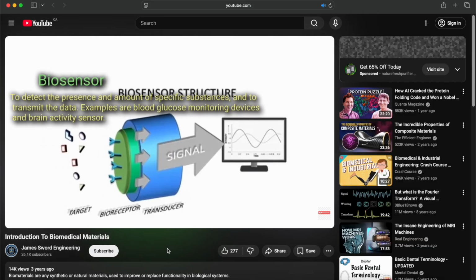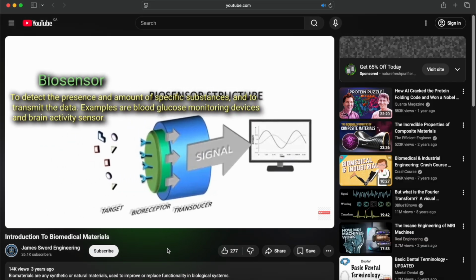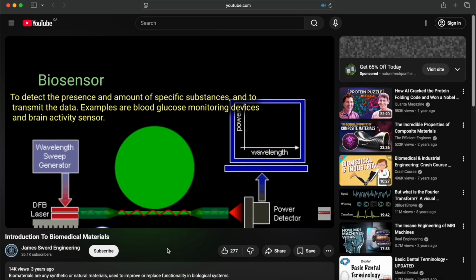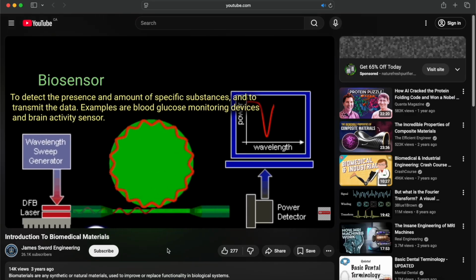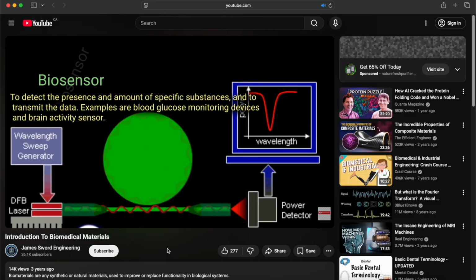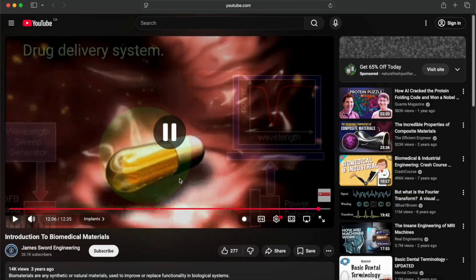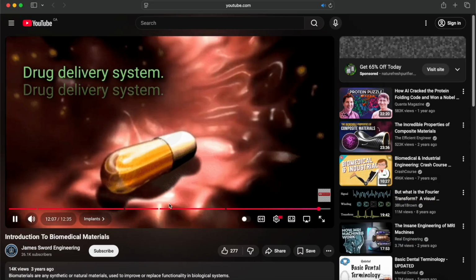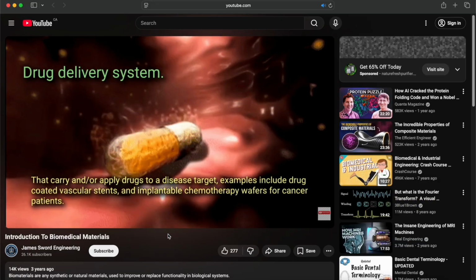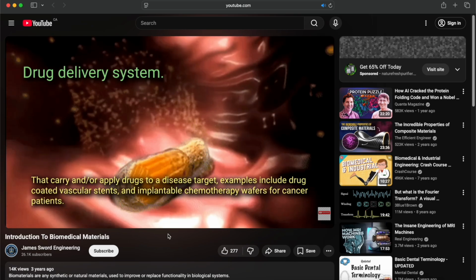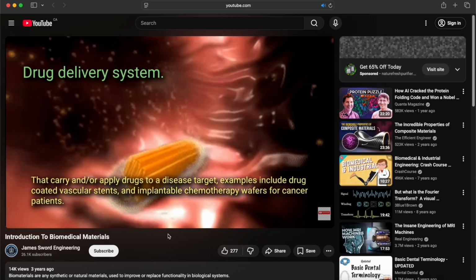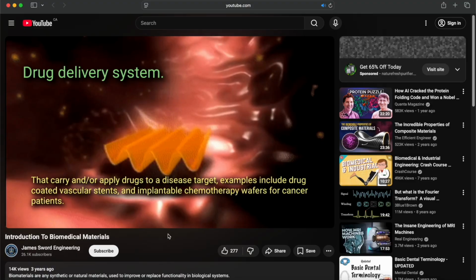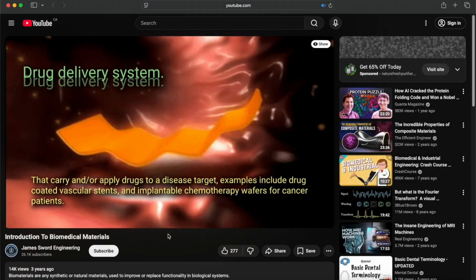Biosensors detect the presence and amount of specific substances, and transmit the data. Examples are blood glucose monitoring devices and brain activity sensors. Drug delivery systems carry and/or apply drugs to a disease target. Examples include drug-coated vascular stents and implantable chemotherapy wafers for cancer patients.